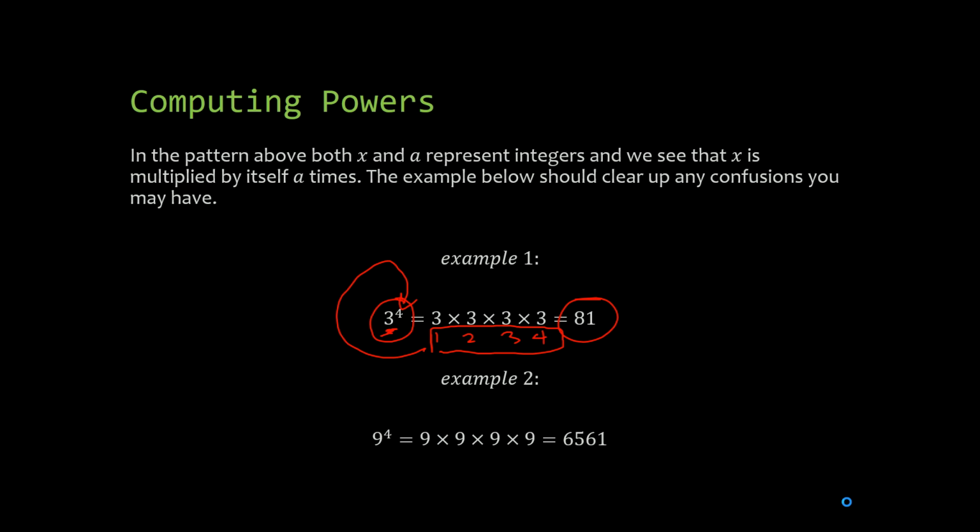The next example, 9 to the power of 4. I know I'm using the power of 4 constantly, but still go along with it. It's easy for you to understand. Look at the number here. The number is the one that's replicating here, and you're multiplying it by itself 4 times. 1, 2, 3, 4 times. When you're done multiplying it, you get your answer. And that's simply all it means to compute powers.